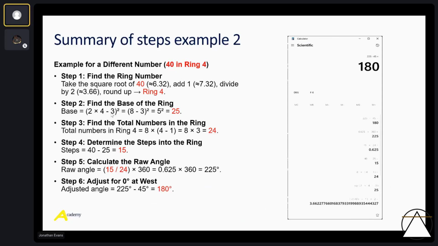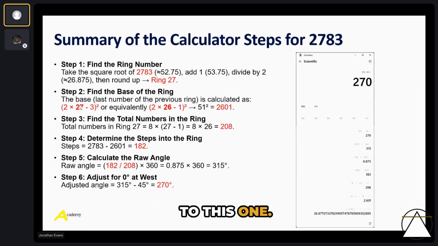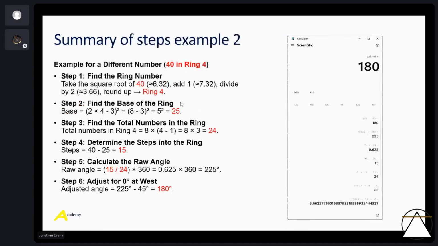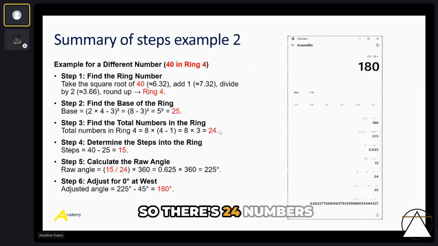Okay. I want to go back one step to this one. You can see that we did 2 times 27 minus 3 squared, and that gives us the ring number that we're working with. Or you can do the ring prior to it, because we were doing ring 26 a lot. You can do 2 times 26 minus 1 squared. So you either use the ring that we're in or the ring prior, doesn't matter, and you can do both equations to get the same result. So that equals 25. Find the total numbers in the ring. So there's 24 numbers in the ring.